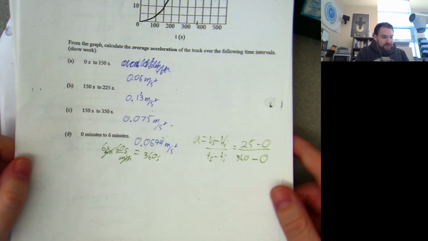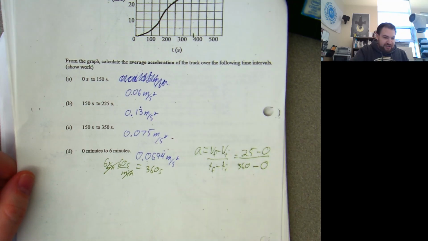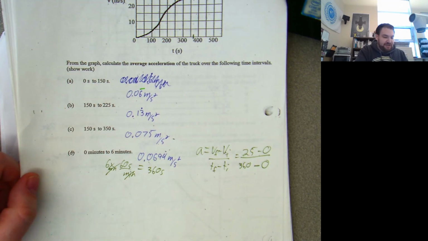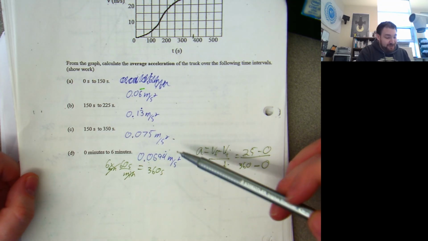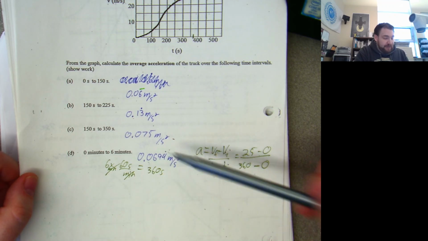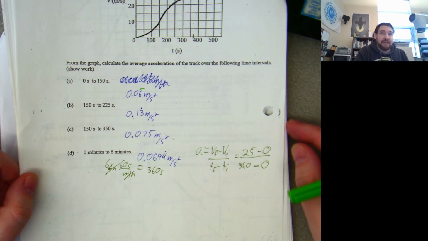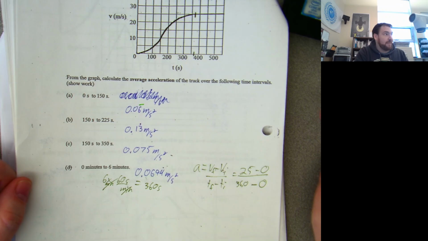Okay, on the back, your answers should have been 0.06 repeating meters per second squared, 0.13 repeating meters per second squared, 0.075 meters per second squared, and 0.0694 repeating meters per second squared. Is there anything there anyone would like me to go over? Comments, questions, concerns?